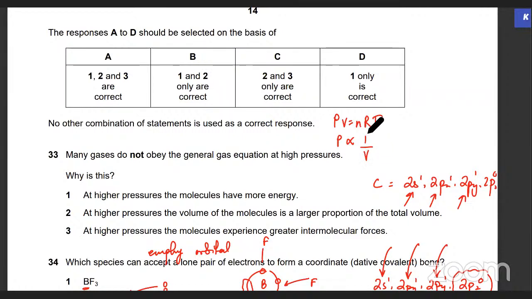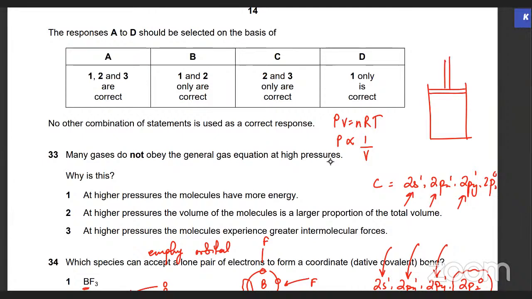And as pressure increases, volume must decrease, and the volume must go to 0. If pressure becomes infinite, if you go to really high pressure, the volume should come to 0. But gases will not obey this at high pressures. Why would they not obey at high pressures? Because gases cannot be compressed indefinitely.